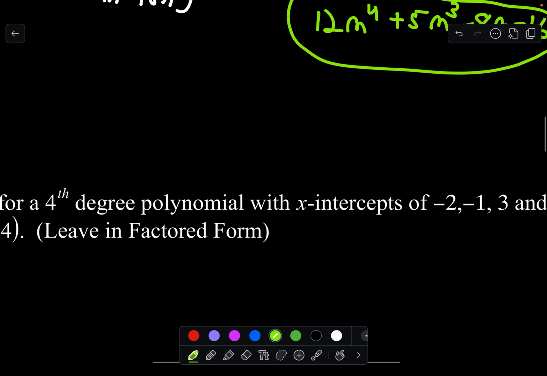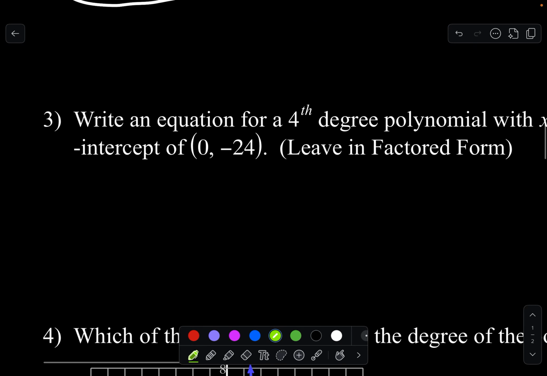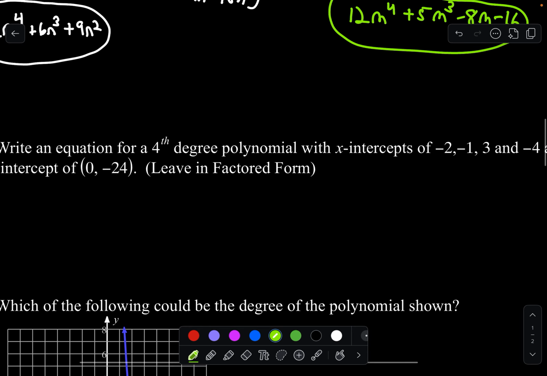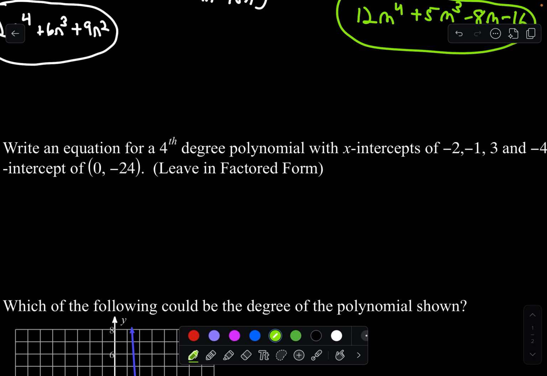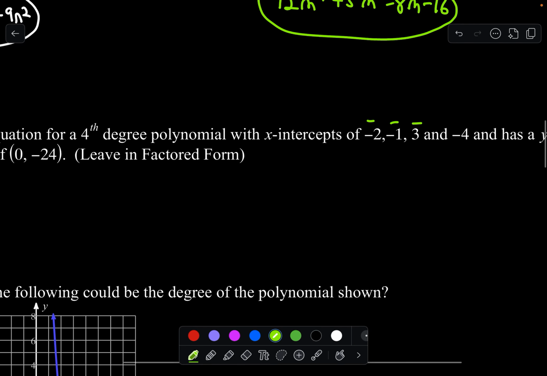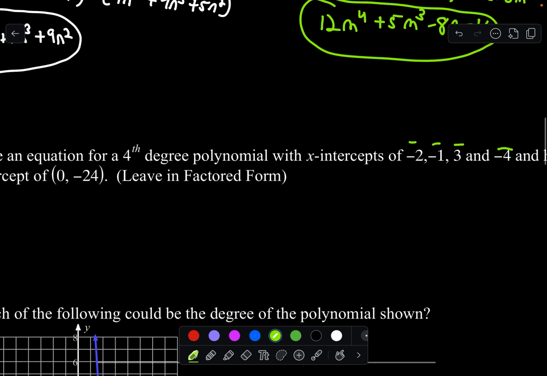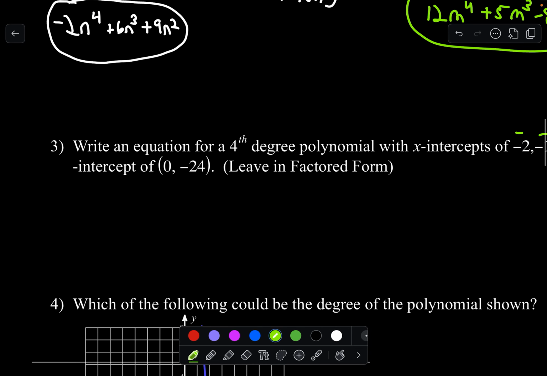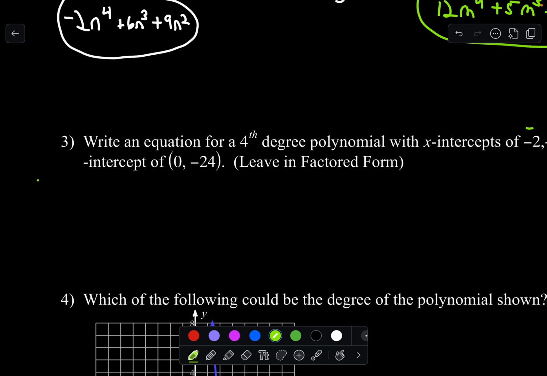All right. For question number 3, write an equation for a fourth degree polynomial with x-intercepts of negative 2, negative 1, 3, and negative 4, and has a y-intercept of (0, negative 24). So this is fairly straightforward. I'll use f of x notation.